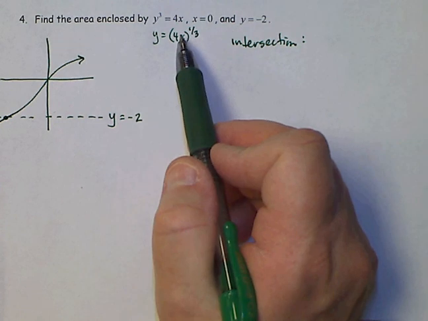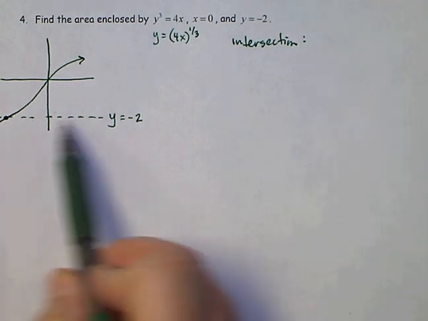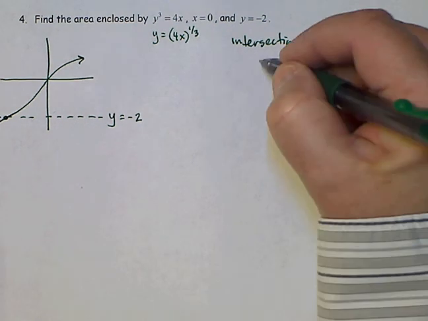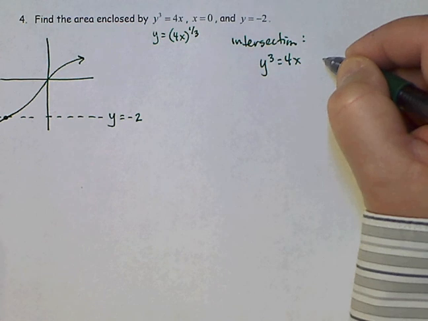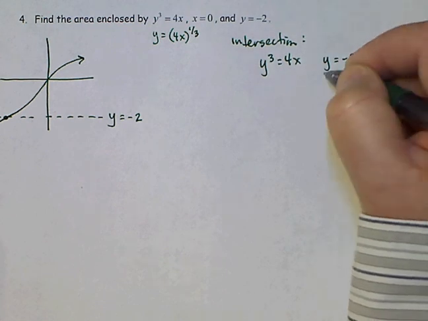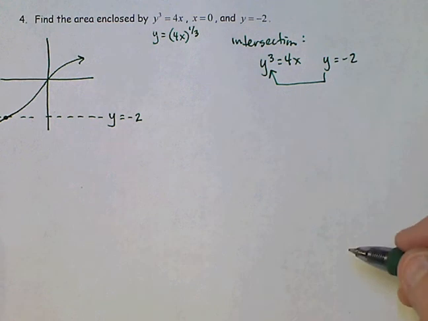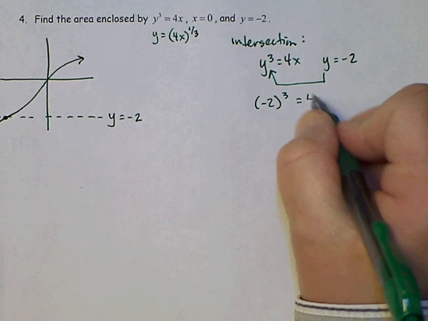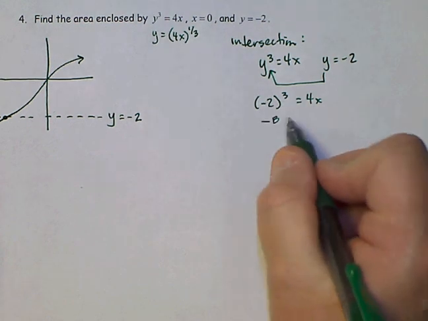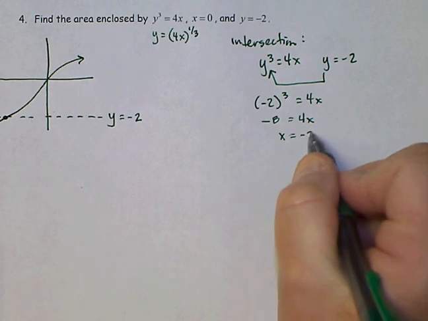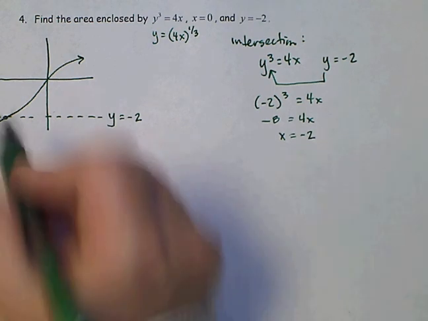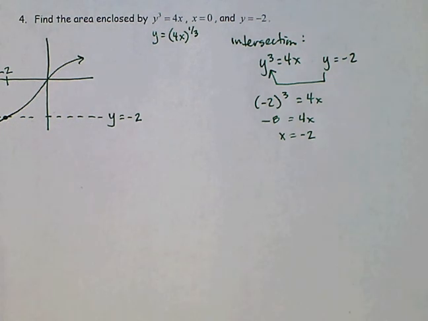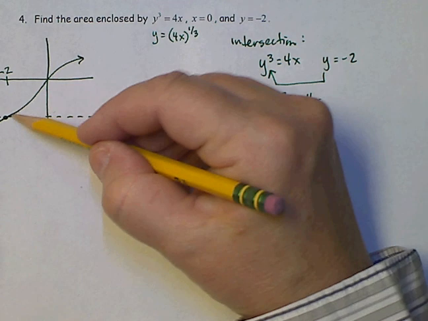Actually, what two functions do we want to use? Well, you want to use y equals negative 2 and y equals 4x to the 1/3 power. Okay, I'm just going to start with y cubed equals 4x, and I know y equals negative 2, and basically I can substitute y equals negative 2 into that. So I get negative 2 cubed equals 4x. Negative 2 cubed is negative 8 equals 4x, so x is negative 2. So the intersection is at x is negative 2 and y is negative 2. And the area that I'm looking for then is this area in here.